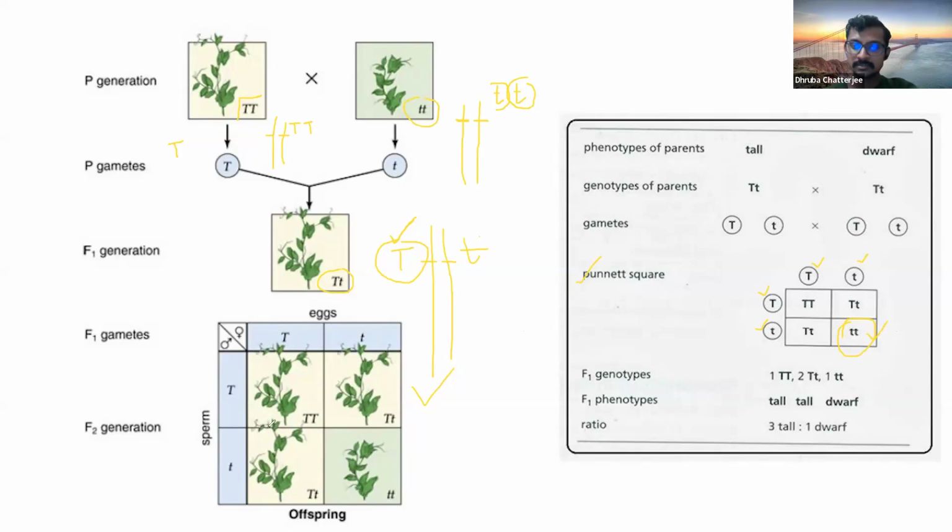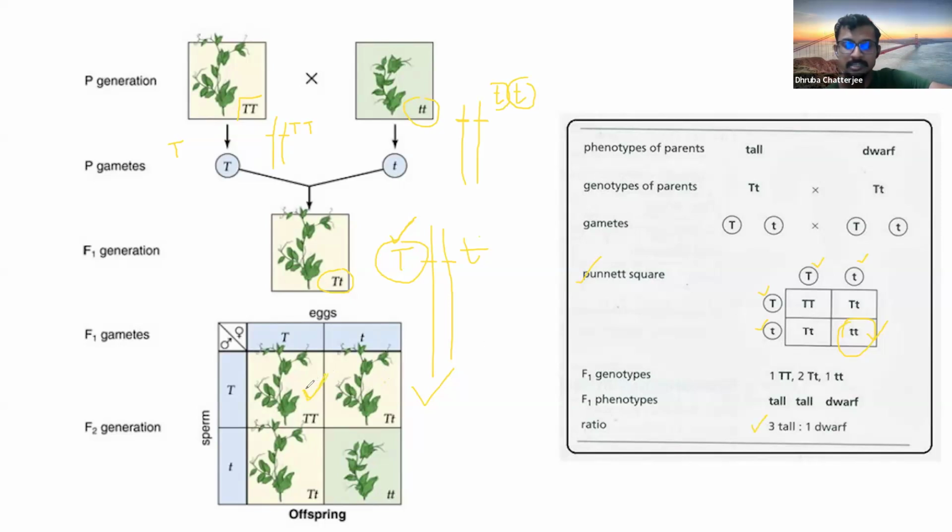And there are some important numbers. The phenotypic ratio in the F2 generation is 3:1. You see 3 tall plants and 1 dwarf plant. But if you see the genotype, then one plant is capital T, capital T. 2 of them are capital T, small t. That is heterozygous, right? So 2 are heterozygous tall.